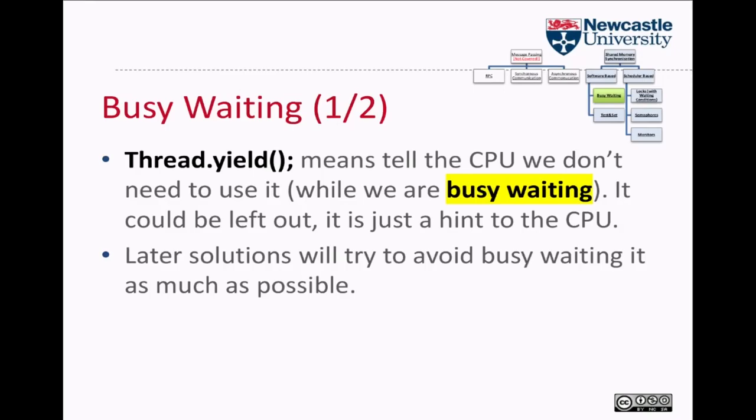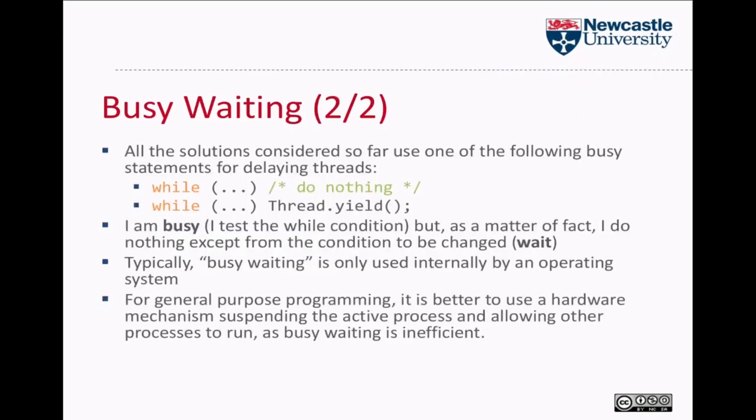And in fact, we're trying to avoid busy waiting solutions as much as possible, but at a very low level, for example at the operating system level, that is what you're having. So that's why I'm saying you might have a while condition, or you could also say while the condition happens, then do thread yield.